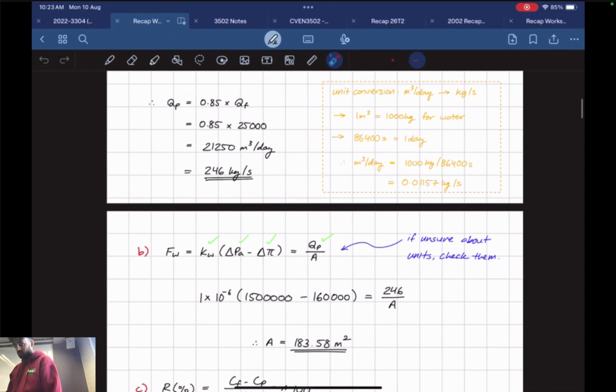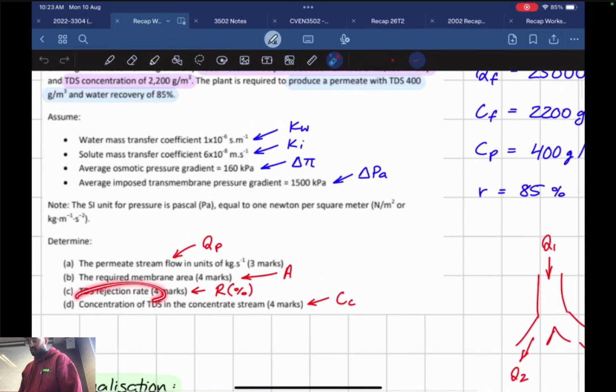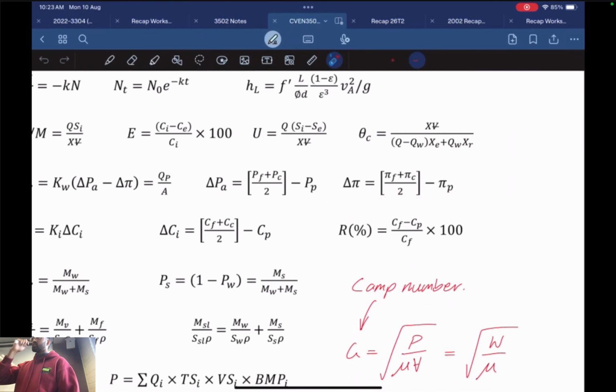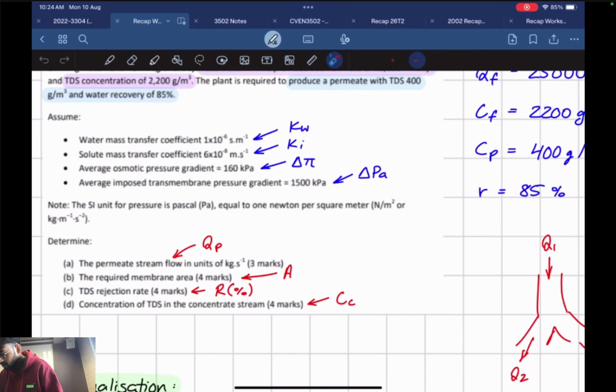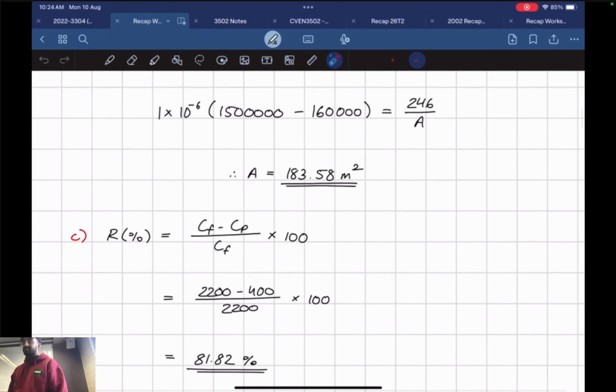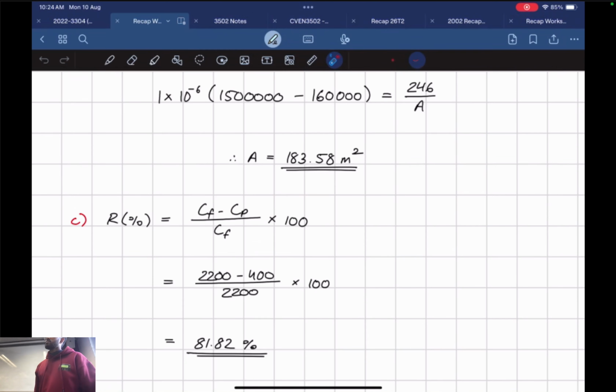Not much else to go through for this question, honestly. Part 3, TDS rejection rate. So this is what this formula here is talking about. Rejection rate is pretty much how much is being rejected from the feed. Not permeate, sorry, concentrate. It's a ratio you can derive yourself, but they've already given it to us in the formula sheets, so we're going to use it. CF minus CP over CF. So we know what CF is, we know what CP is. It's just a matter of subbing in.